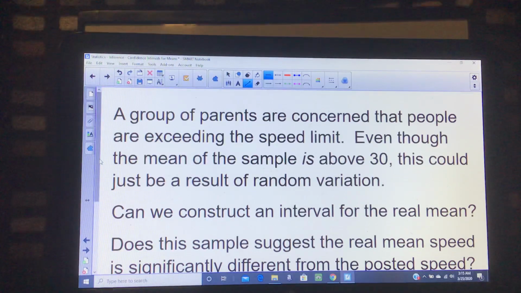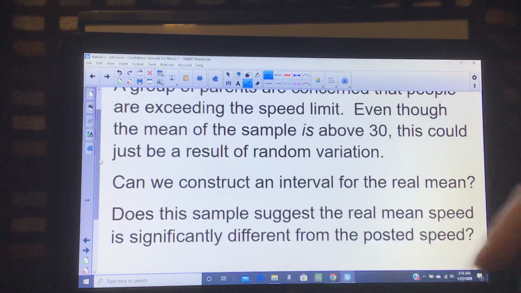Well, we can't know for sure what the real mean is for everybody unless we did a census. However, can we construct an interval for it? Well, that's what this entire lesson's about. So the answer is yes. We can come up with a confidence interval for what we think the actual mean of all the cars that go by the school is.